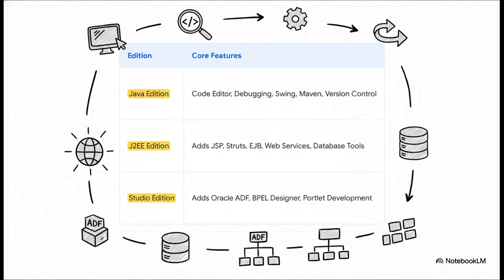You can see that structure right here. It started with the Java edition for all your fundamental coding. Then, the J2EE edition added the tools you need for building larger, enterprise-level applications. And finally, the Studio Edition was the whole shebang. It included everything from the other two, plus powerful Oracle-specific tools like the Application Development Framework, or ADF, for building complex user interfaces really quickly.